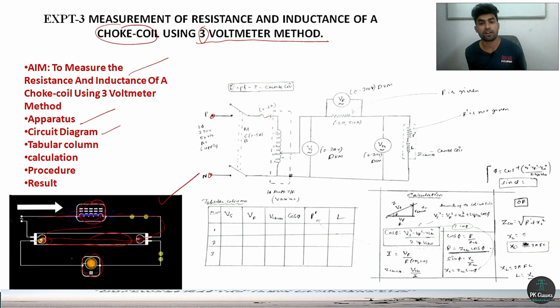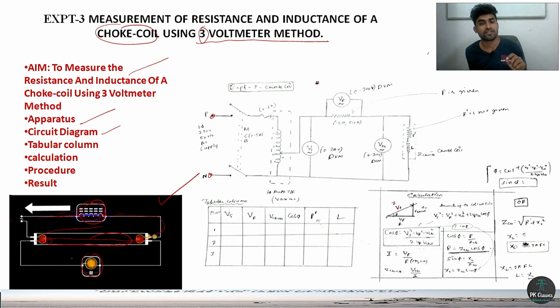Next there is an auto transformer, variable AC. This auto transformer is optional. You can connect here to here, but you will get only one reading, right? The auto transformer is for getting more readings. Next, voltmeters, because they mentioned 3 voltmeters: 1 voltmeter across the supply, 1 voltmeter across this resistance, okay, this resistance is a known value, and 1 voltmeter across the choke coil, right? 3 voltmeters are connected in the circuit diagram. We need to determine this resistance and the inductance of the choke coil.